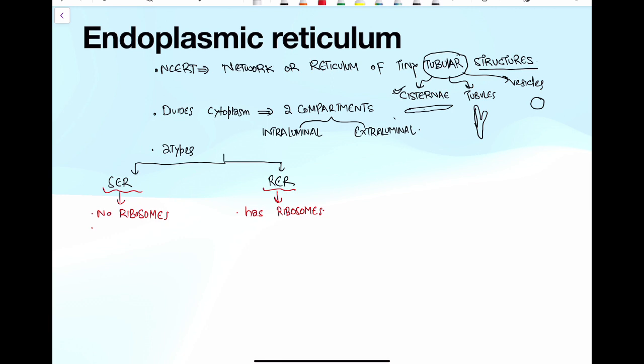Now, to be precise, we'll mention the one point that you will be asked in NEET. What is the function of the smooth endoplasmic reticulum? The function of the smooth endoplasmic reticulum is synthesis of lipids and also glycogen, and it also helps us in detoxification, which is done by a special enzyme called cytochrome P450.